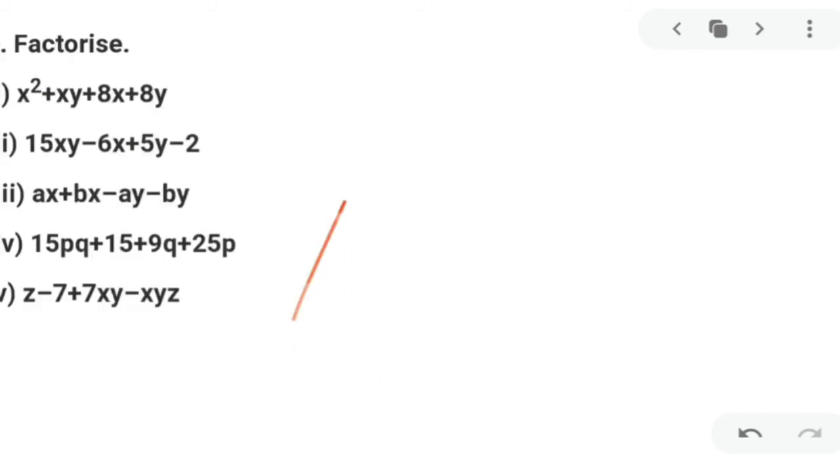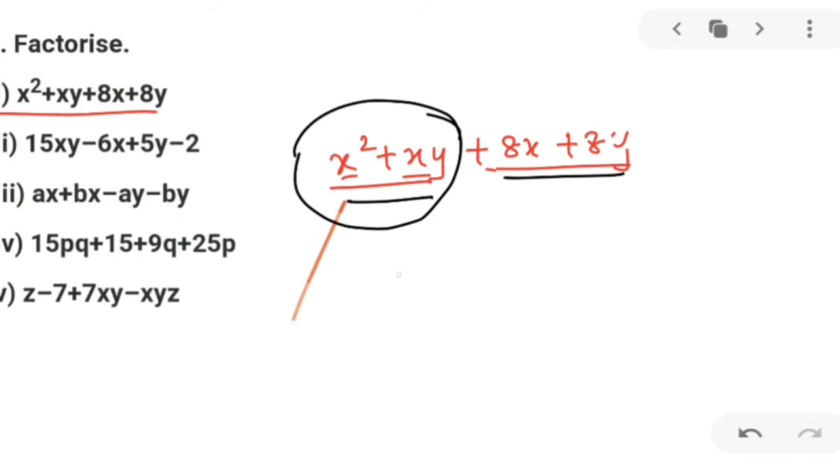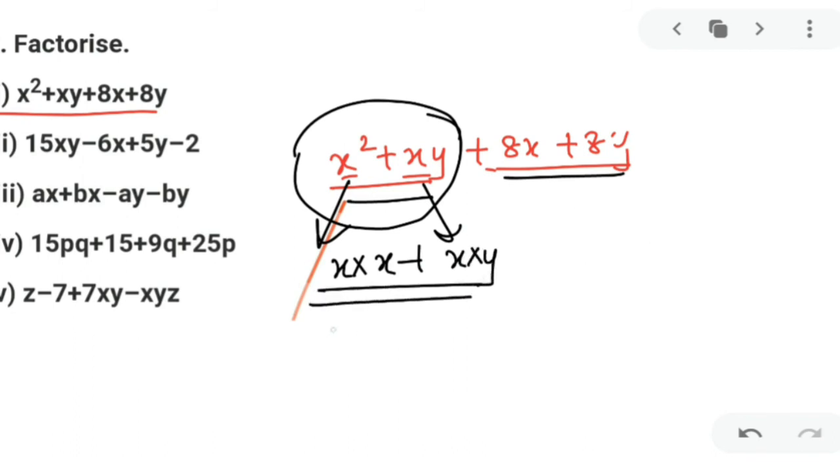Next is question number 3. We are doing exercise 14.1. Let's see what we can do with this. We have x square plus xy plus 8x plus 8y. My dear kids, when you have 4 terms, what you can do is you can group them together like this, 2 terms. Now take the common term from the first 2 terms. Can you see it has x x plus it has x into y. So what will be common from here? x. Inside will be x plus y.